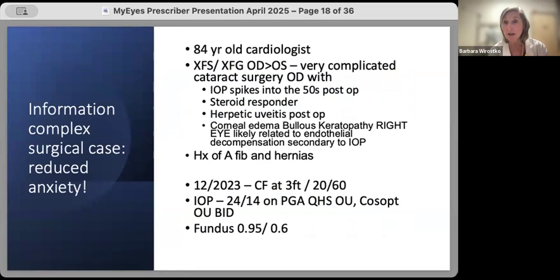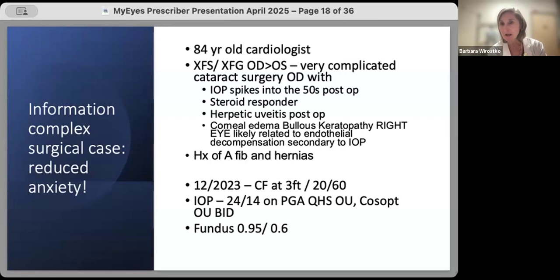So this was a patient of mine at Moran. He used to be the head of cardiology. He was an 84-year-old cardiologist. Again, another exfoliation. There seems to be a theme here, right? The exfoliation. But he had surgery in his right eye by one of my colleagues, excellent surgeon, and he had a very complicated cataract procedure.